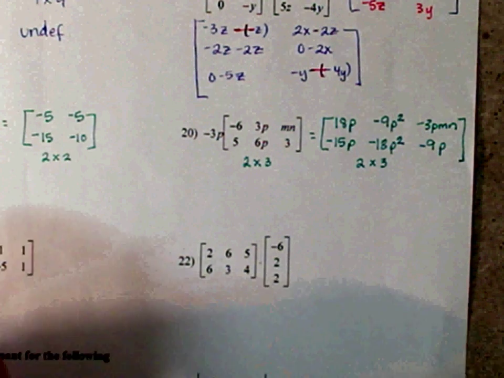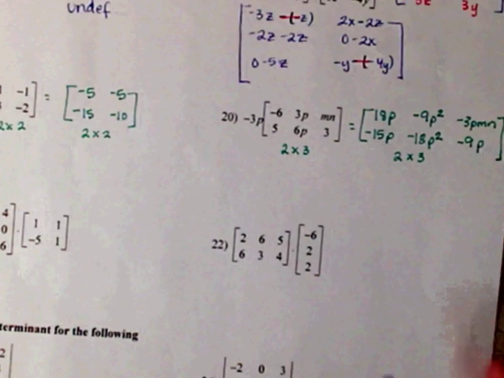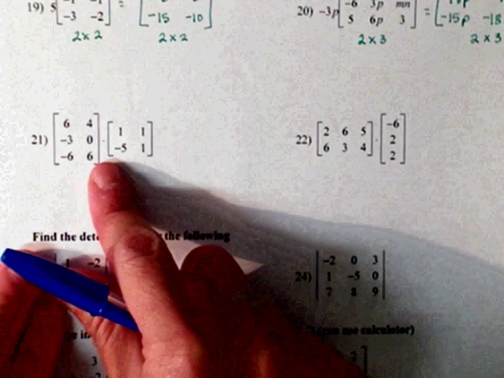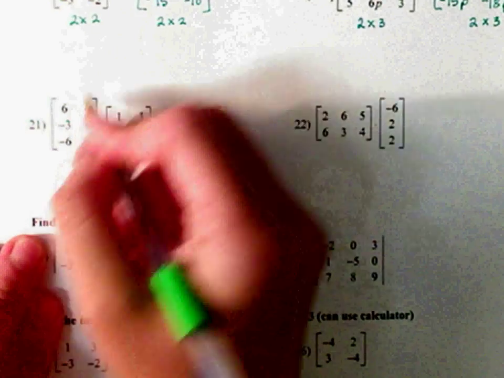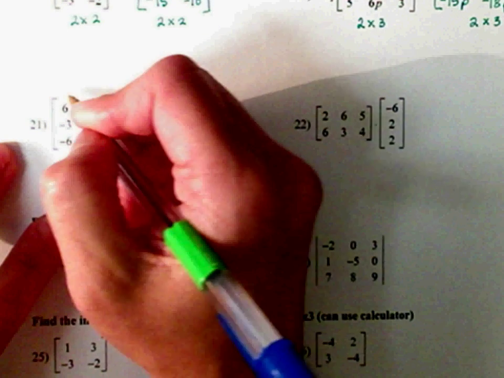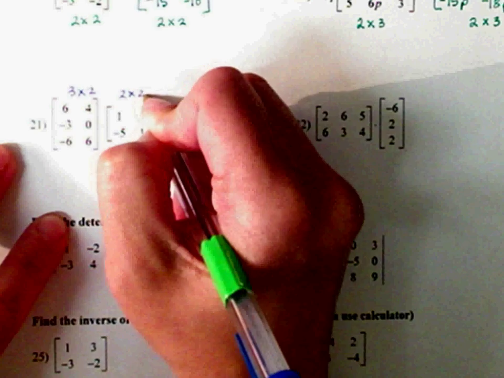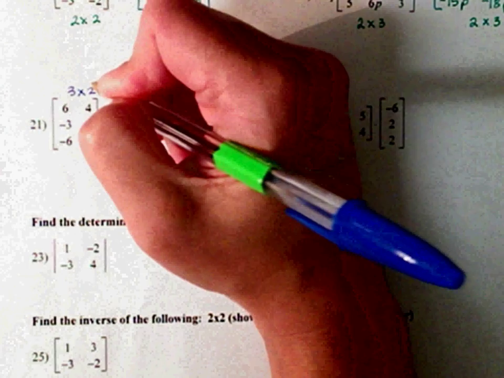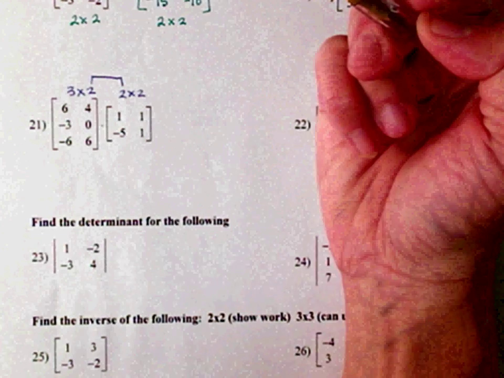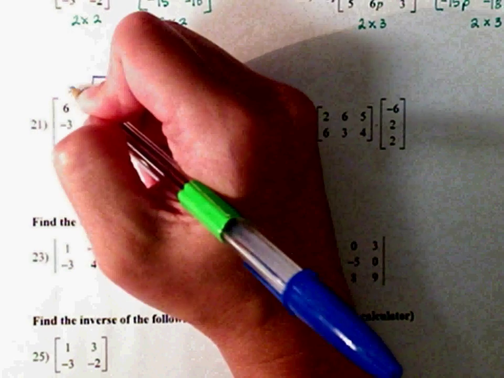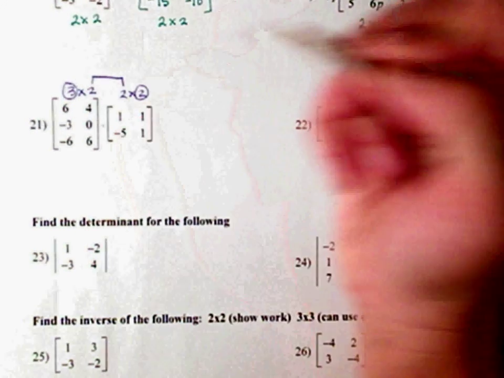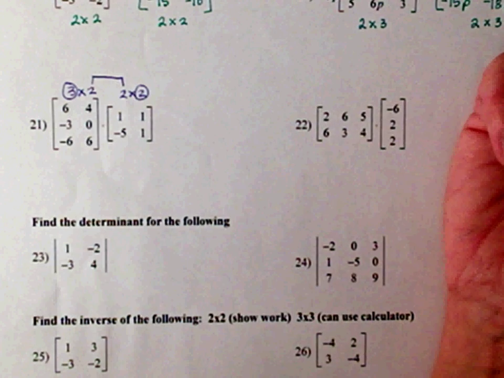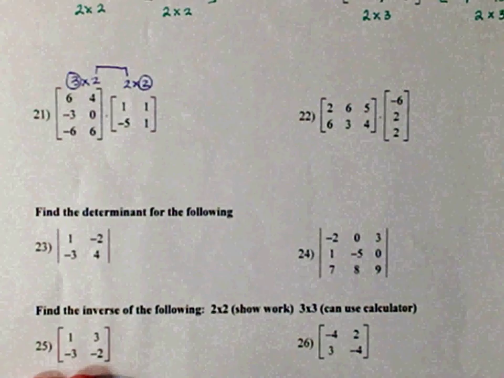Number 21. Okay? This time you are multiplying. So let's take a look at our dimension first. First of all, you have a 3 by 2, and this one is a 2 by 2. Notice how that column and that row is the same. Since they're the same, you are able to multiply, and that will be your new dimension. Okay? So, here's the work.